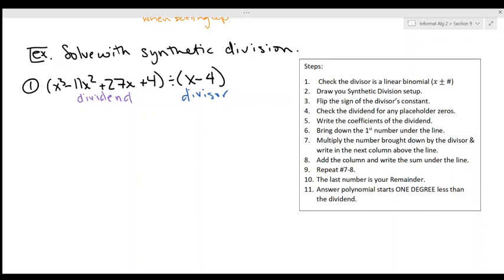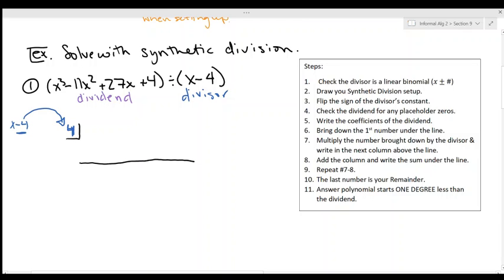To draw your synthetic division setup, first you're going to need a little half box. With some space underneath it, you're going to draw a straight line across. Now you're going to flip the sign of your divisor's constant. Our divisor is x minus 4. The constant is negative 4, so when we flip the sign, it becomes a positive 4. So that's what we put in our half box.